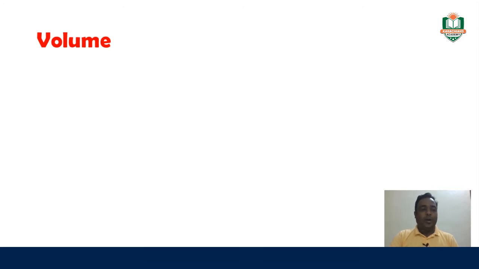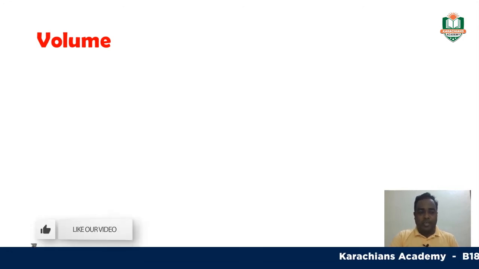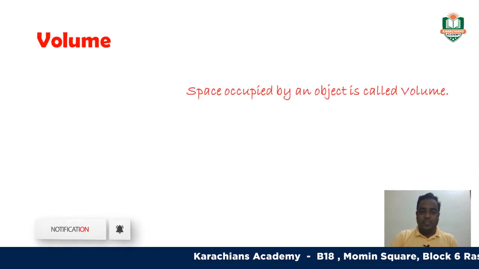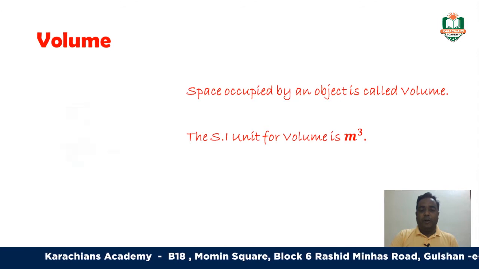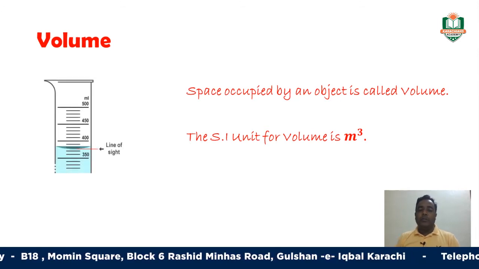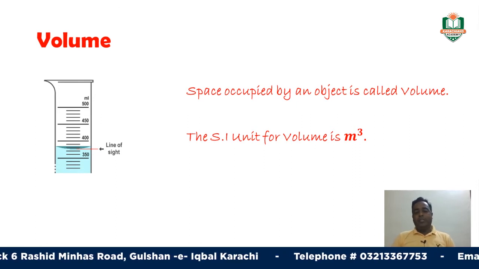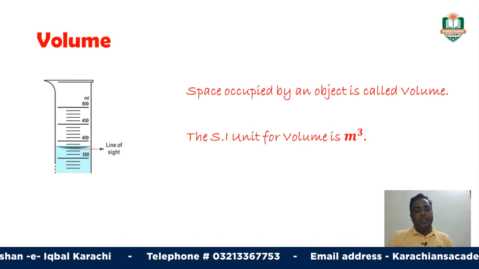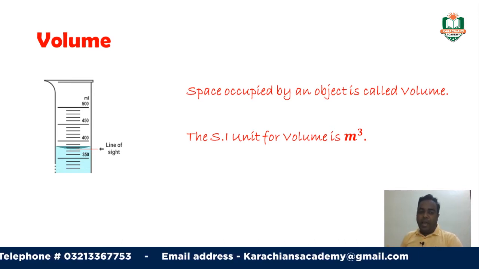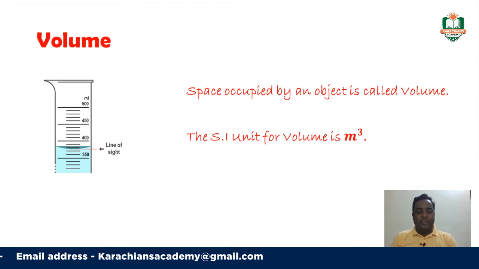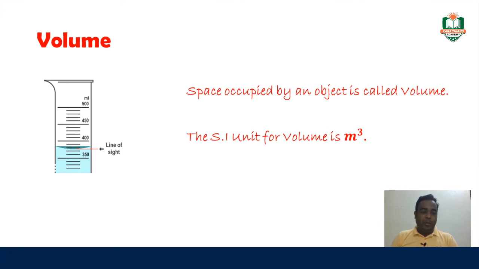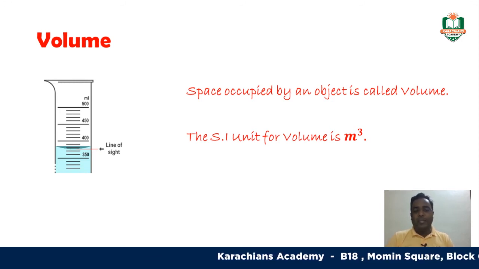So now what is volume? Volume is a space occupied by an object, not due to mass. This is called volume, and volume is measured in meter cube. To measure the volume of a liquid, we use a measuring cylinder. And remember one thing, you have to place your eyesight parallel to the line. Here you can see the line of sight, and this is parallel to the lower end, or the lower meniscus, of the water level, and that will give you the accurate reading for the volume of a liquid.